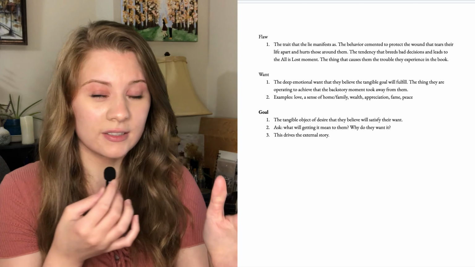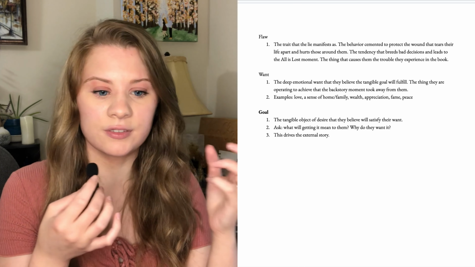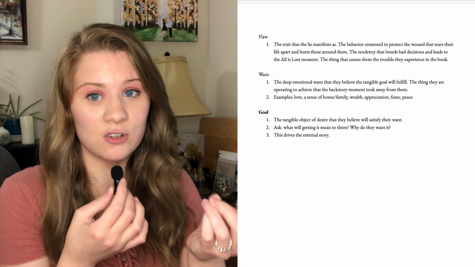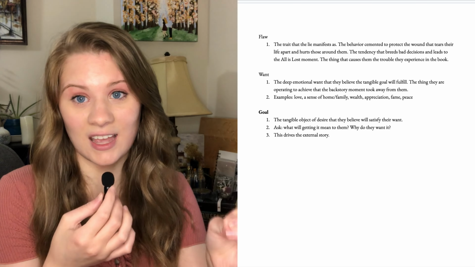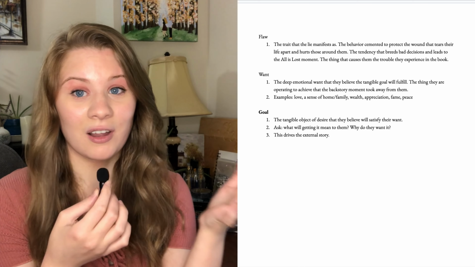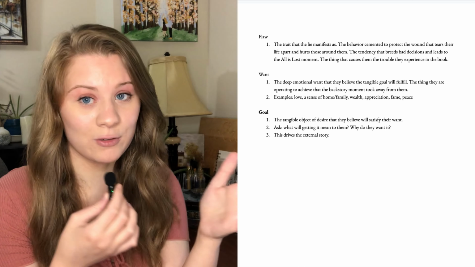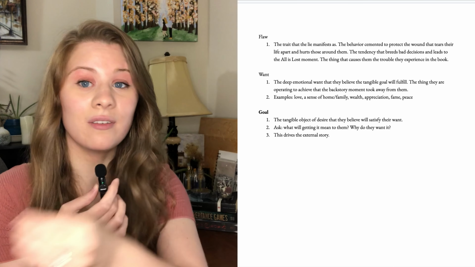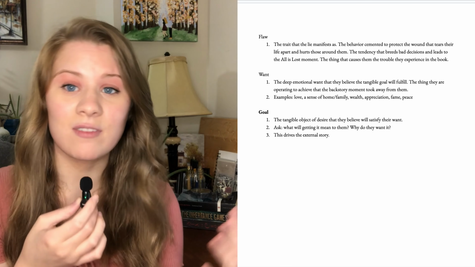So whatever the want is, if the want is money or fame or love or appreciation, they're going to have a tangible goal, a way that they have planned to get there. Maybe they have a business plan to get wealth. Maybe they're auditioning to become a movie star. So they have to achieve the want in some way. And that's going to be the tangible goal. That's going to be the goal of the entire book. And that's going to drive the plot forward.